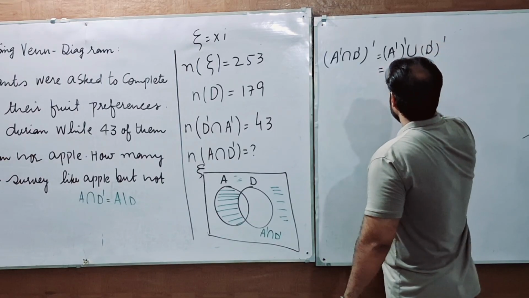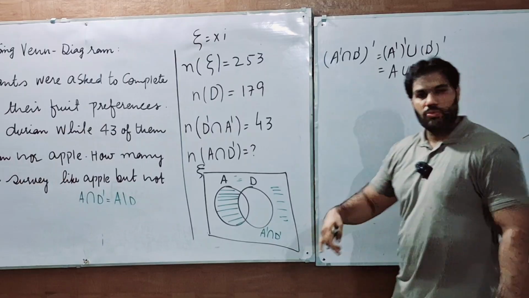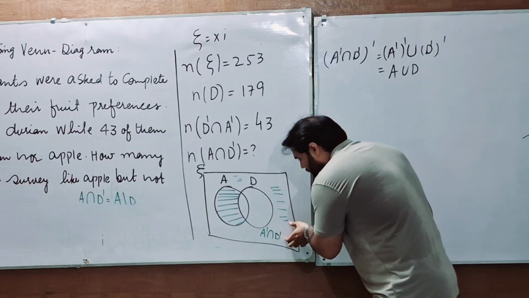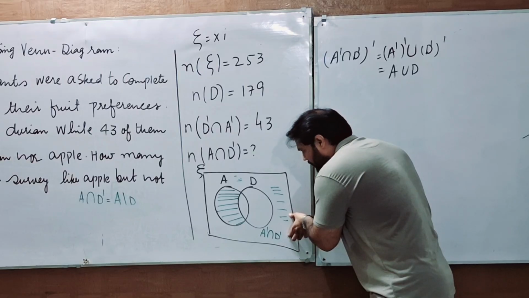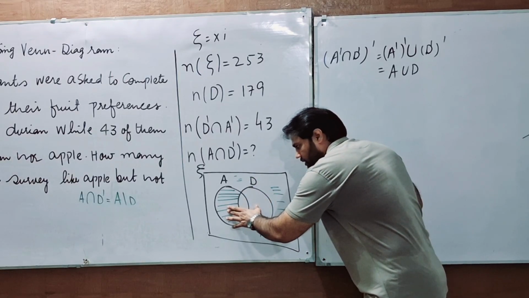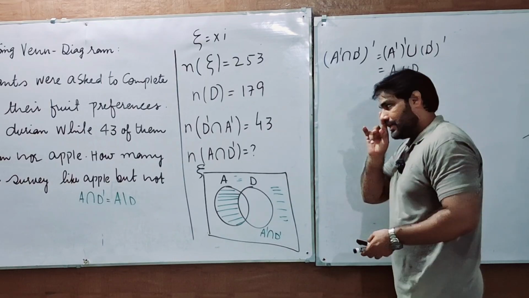This is equal to A union D. And from the Venn diagram you can also see here, when you take the complement of this green area, your resulting portion lies in this circle. That represents the union of two sets A and D.